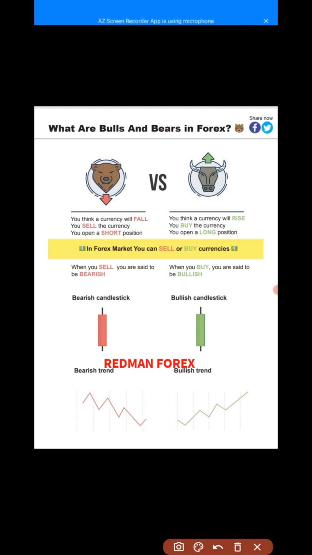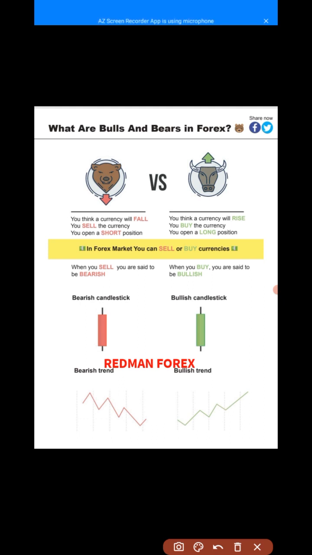Now, the opposite of it is the bullish market. Let's talk about the bullish candlestick. If you think a currency will rise, that is, you see a chart and you see this market is going to rise, then you buy the currency. You open a long position. Once you open a long position, that means you're buying, and once you're buying, the market will be going bullish.